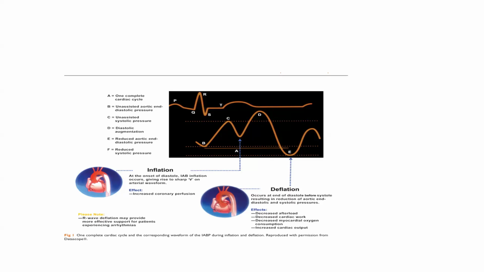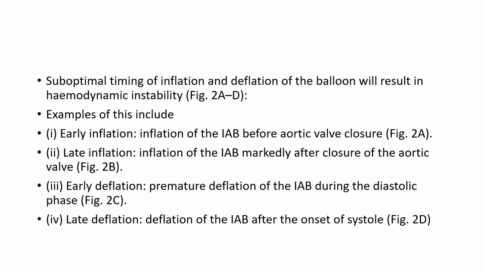So as shown in the diagram, A represents one complete cardiac cycle. B is the unassisted aortic end diastolic pressure. C is the unassisted systolic pressure. D is diastolic augmentation. E is the reduced aortic end diastolic pressure. And F is the reduced systolic pressure.